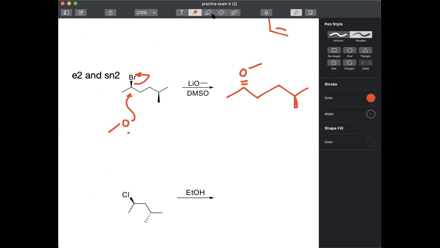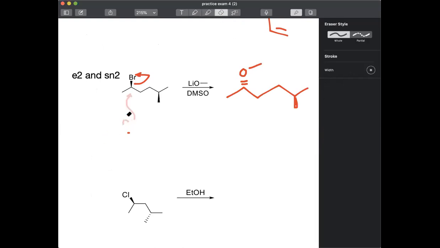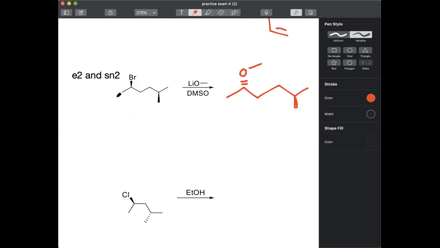Right? So that's the SN2 product. The E2 product is what we just did before, right? So we have two beta positions, hydrogen here, hydrogen here. And both of these are different, so therefore two different products, right? And then same arrow pushing.